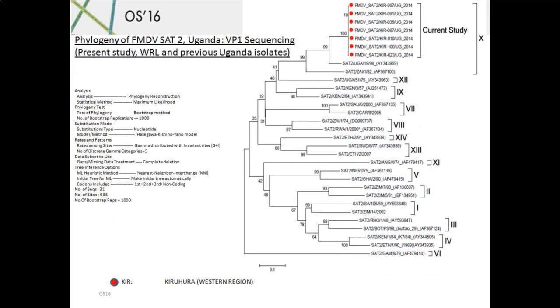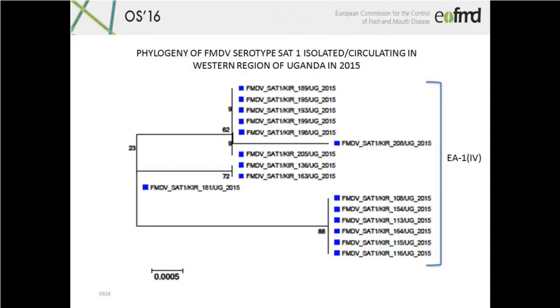SAT2 belongs to topotype 10, and it is closely related to the Uganda isolate of 1998. SAT1 belongs to East Africa 1, subgroup 4, but we have to do further analysis of this serotype.